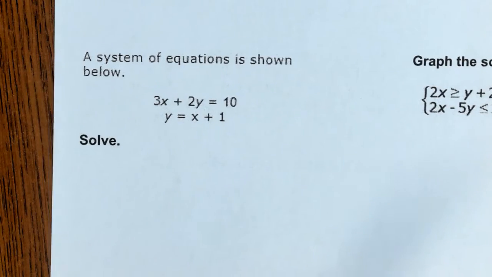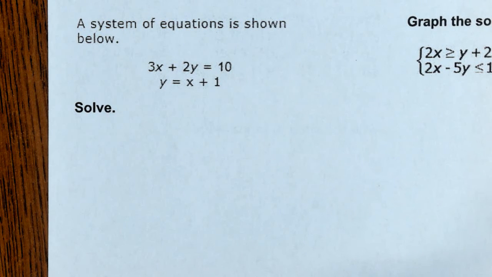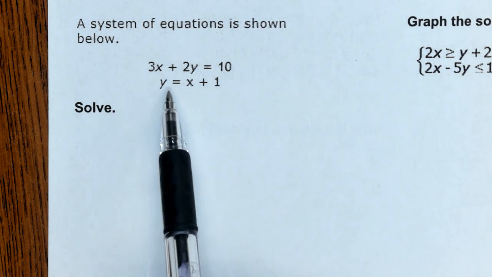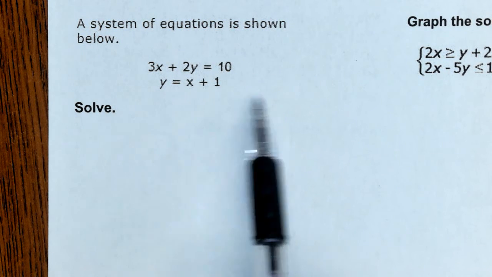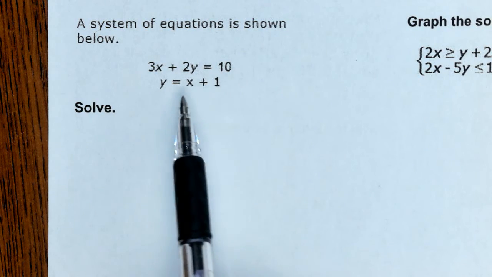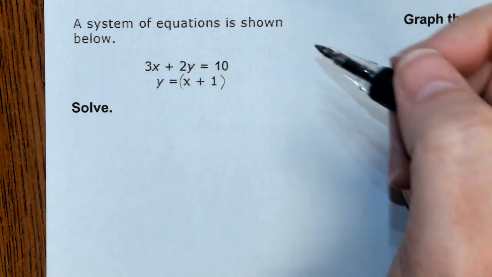Okay. The next one says a system of equations is shown below, and it wants us to solve. So this is what we've been doing. We can do substitution on this one fairly easily because it's already solved for y here. But if you want to do elimination, you can rearrange the equation to do it. But like I said, it's already kind of solved here. If you look, y equals x plus 1.